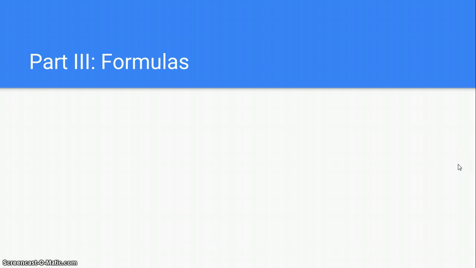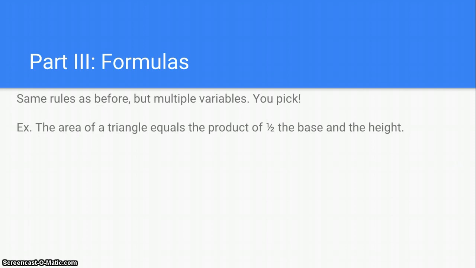Now the last new thing that we're going to cover here is formulas, and these are equations that are given to us where we have multiple variables to consider, but they're not necessarily labeled as clearly as, say, a number x. They will give us a set of values to which we don't know the actual value, and we have to kind of pick our own variables. So like it says here, multiple variables, but you pick which ones they are going to actually be represented as. So for example, we have the area of a triangle equals the product of 1/2 the base and the height.